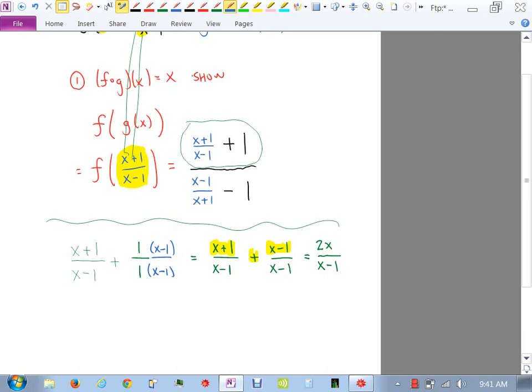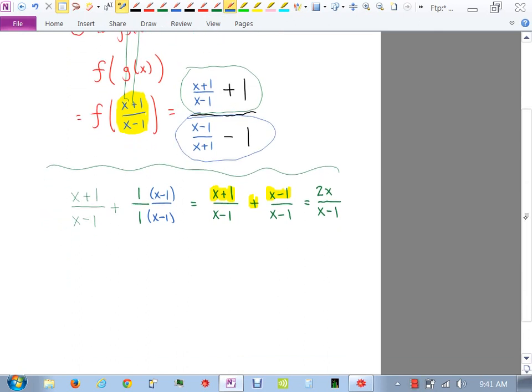Now, look at the bottom. The bottom one, let me do the same exact thing on the bottom one.